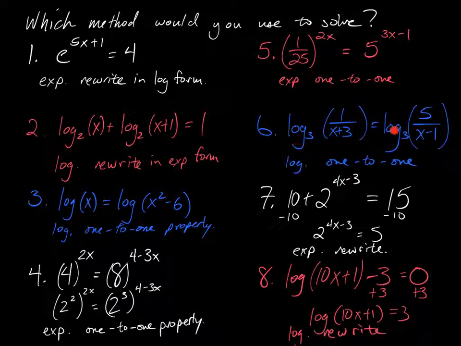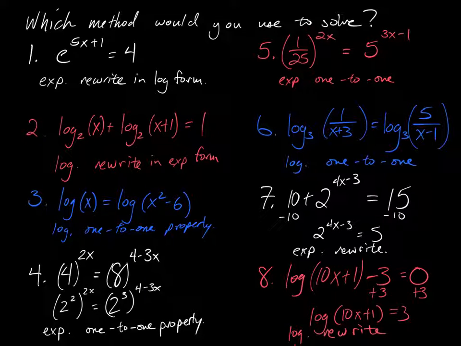Over here with these logs, I don't have any constants outside of a log. Everything is inside. Everything is in an argument. 1, that's a constant inside of a log. 3, that's a constant inside a log. X, it's inside a log. Everything is inside a log. So I can use the 1-to-1 property.